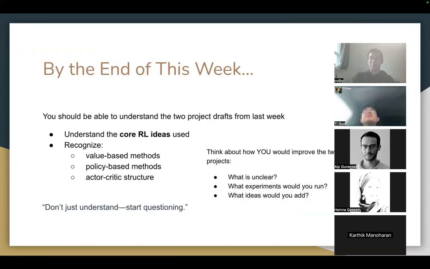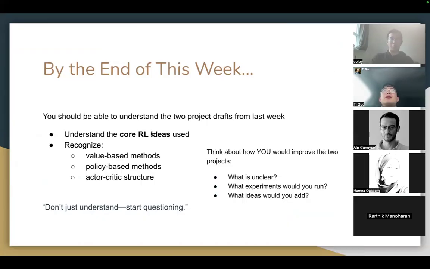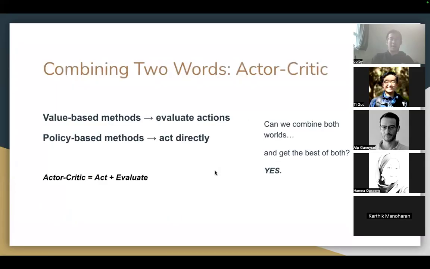And so now we can talk about today's topic. By the end of this week, you may be able to understand the two projects draft that I gave last week. You can understand the core RL ideas. You may recognize value-based methods, policy-based methods, as well as actor-critic structure. And the goal of today for you is to think about how you may improve the two projects. For example, what is unclear in the draft? What experiments would you add? And what ideas may you add? And don't just understand, start asking questions. And all questions are good questions.